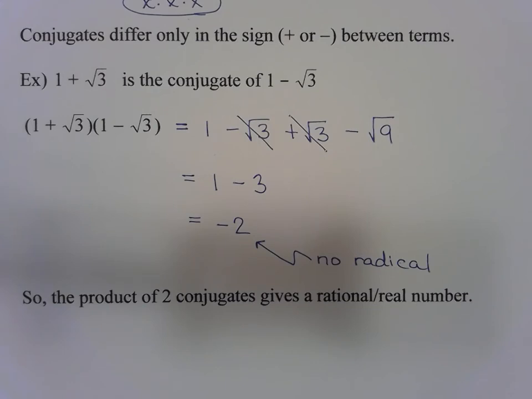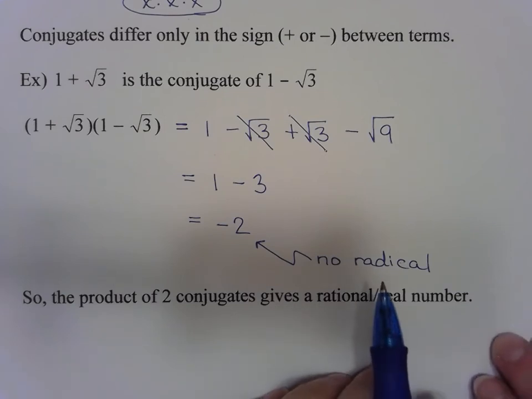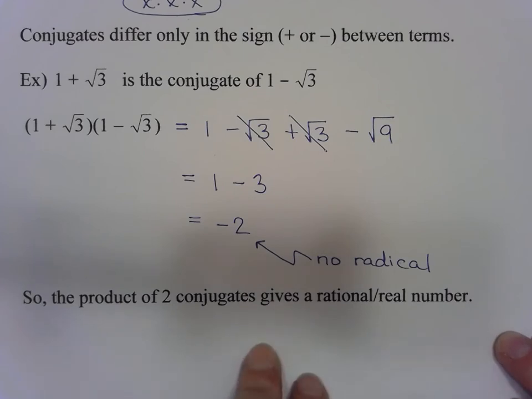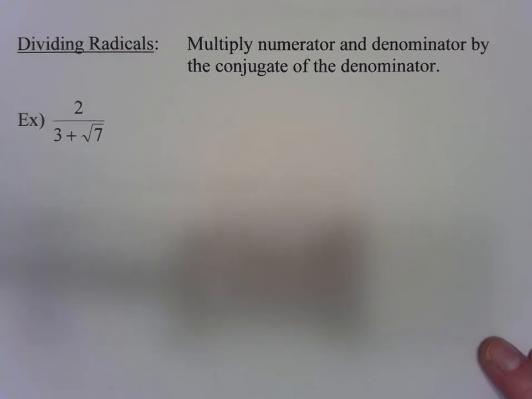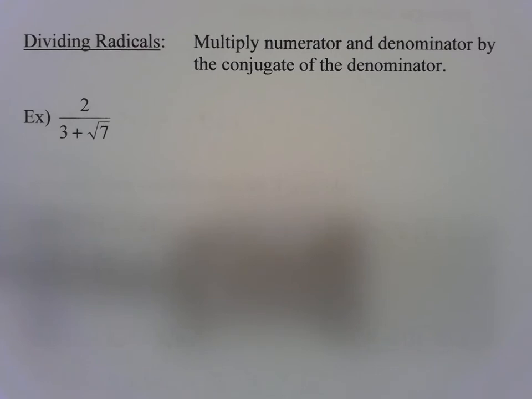Okay, so yeah, I have it already here. The product of two conjugates gives a rational or a real number. This process works for several different types of scenarios. This is just one of them. Okay, so now let's look at the actual dividing. This will be our last example. To divide, remember I said the division doesn't really look like division, it really looks like rationalizing the denominator. So we're going to combine that with the idea of the conjugate. We're going to multiply the numerator and the denominator by the conjugate of the denominator.